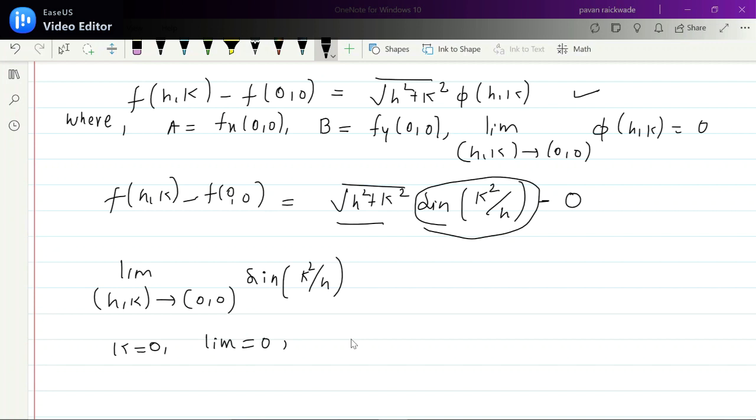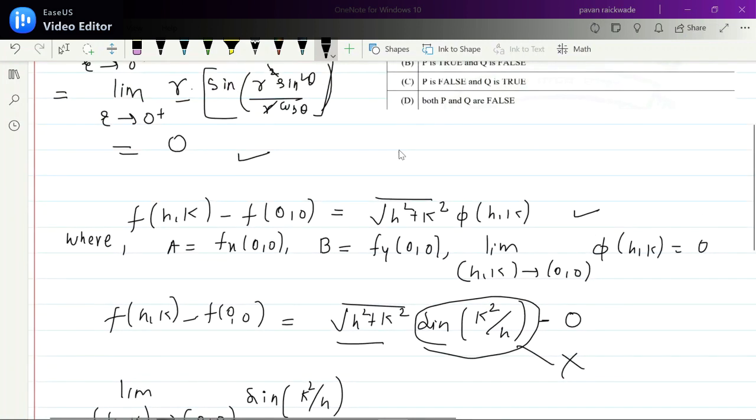If you go along the path h equals k square, this path is also valid. Along this path, the limit will be equal to sine of k square by k square, which is 1. So along a different path, the limit is different. So this limit does not exist. So the function is not differentiable. Okay, so the P statement is correct.